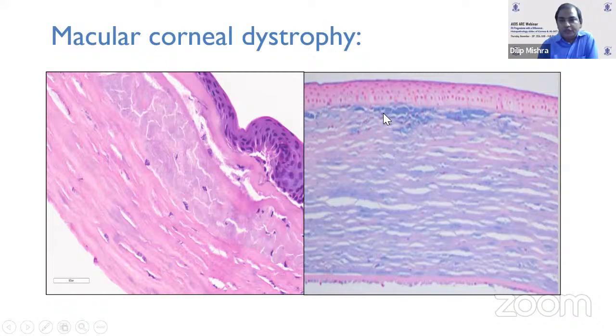You can see that just below the epithelium, and in the stroma, and just behind the Descemet membrane, there is a blue or sky blue color deposit that confirms it is a mucin or mucopolysaccharide deposit in the stroma. So that confirms it is a macular corneal dystrophy.